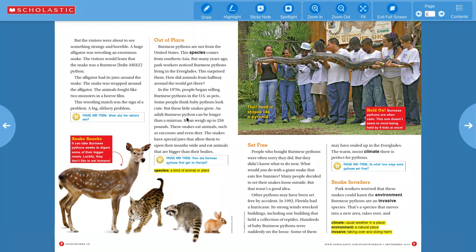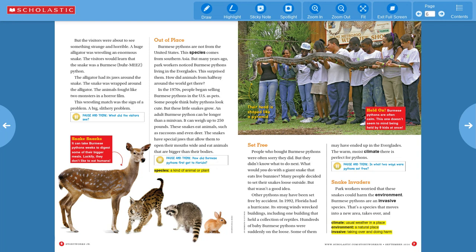An adult Burmese python can be longer than a minivan. It can weigh up to 250 pounds. These snakes eat animals, such as raccoons and even deer. The snakes have special jaws that allow them to open their mouth wide and eat animals that are bigger than their bodies.